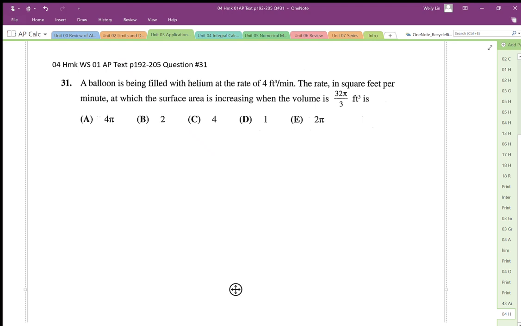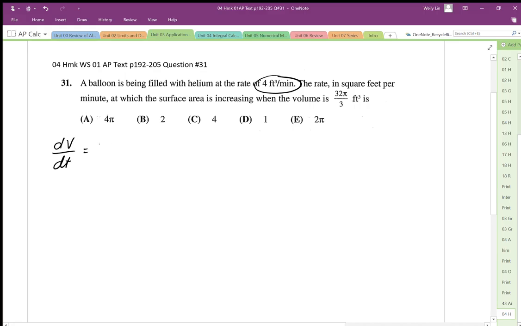A balloon is being filled at a rate of 4 cubic feet per minute, and the rate in square feet per minute at which the surface area is increasing when the volume is 32 pi over 3 is what we're looking for. So what we've been given here is dV/dt, and that's equal to 4 cubic feet per minute. We're trying to find the change in surface area over the change in time. And we've been given a volume equal to 32 pi over 3.